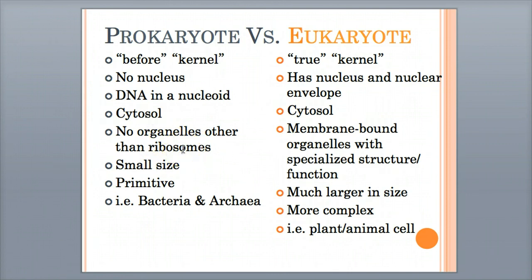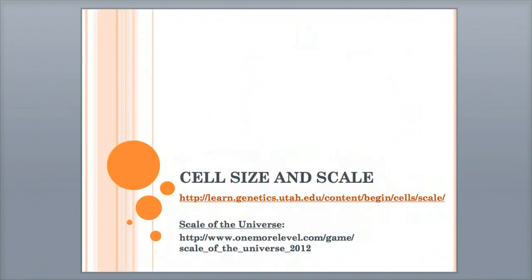Again, I told you an organelle is a fancy word for small organs. Versus eukaryotes, where they all have membrane bound organelles, which means they all have their own shells with specialized structure and function. So think of it as a cell that has a whole bunch of organs, whereas prokaryotes only have one organ. Prokaryotes, because they're bacteria, are very small. Eukaryotes are much larger. Prokaryotes are primitive, again, olden times. Eukaryotes are more complex. And the examples, prokaryotes are bacteria. Eukaryotes are plants, animals, things that you actually know. That's what a eukaryote is.